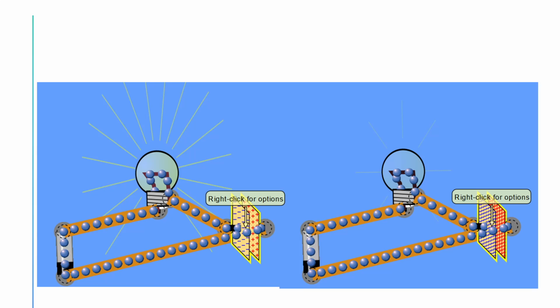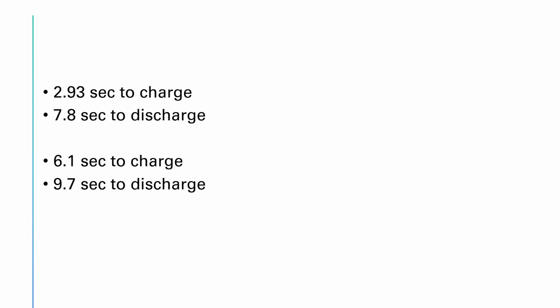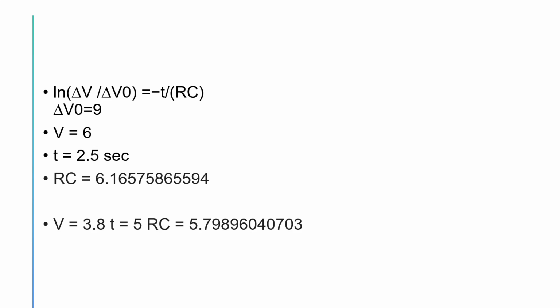Here you can see the picture of me charging up the capacitor, and as you can tell, in the first picture, at the very beginning, the light bulb is very bright, and at the end, it starts diminishing very quickly. In the first trial, it took 2.93 seconds to charge and 7.8 seconds to discharge. In the second one, where there was a higher voltage in the beginning, it took 6.1 seconds to charge and 9.7 seconds to discharge.